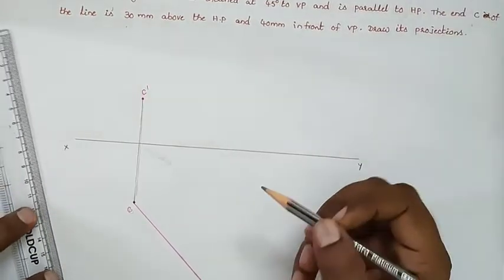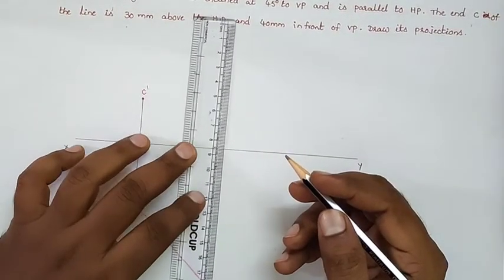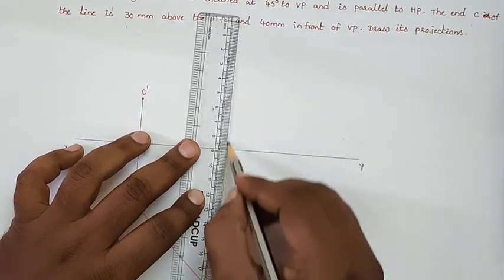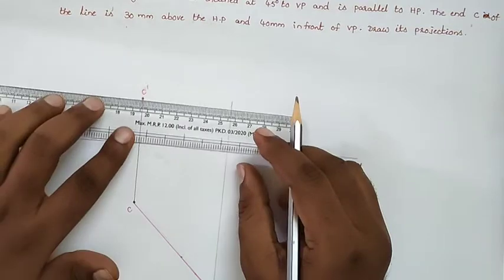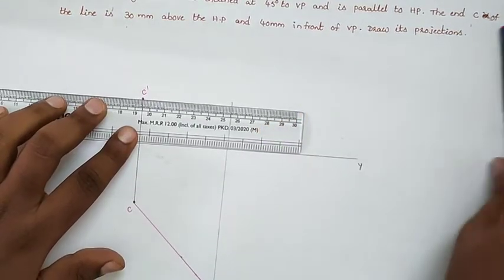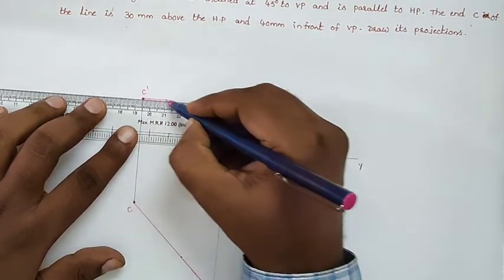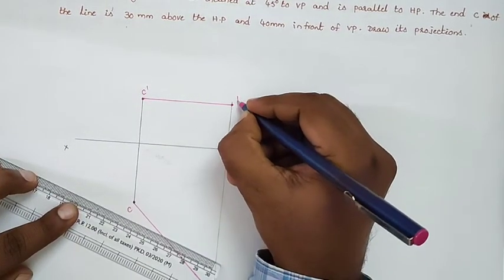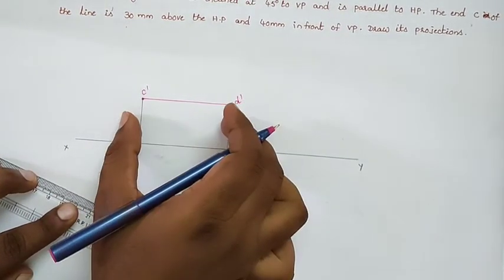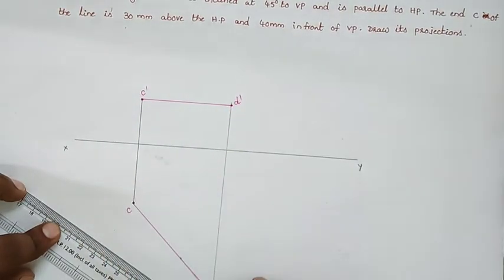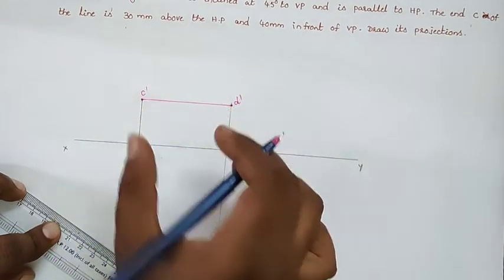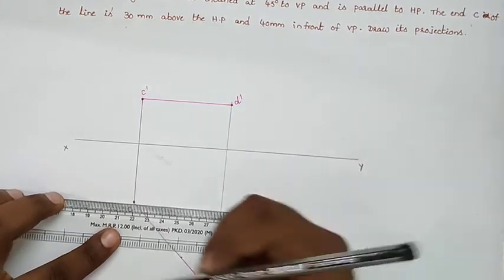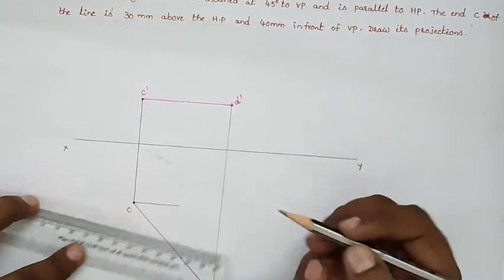Now after drawing the CD with an angle of 45, from point C we will draw a projector line, and from point C dash we will draw a horizontal line and we will get the front view. So the front view is a straight line which is parallel to the reference line, but this length is less than the true length. That means this length is the apparent length or reduced length. So this is the projection.